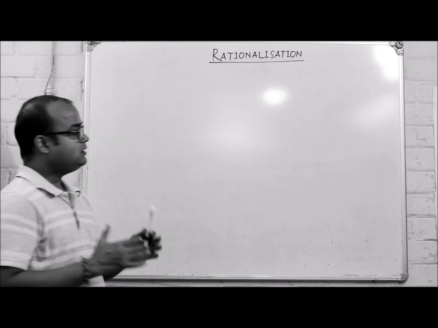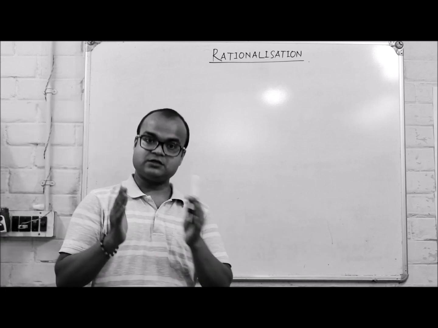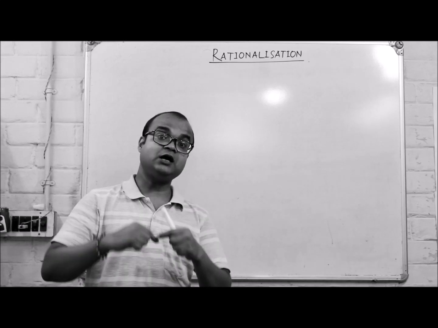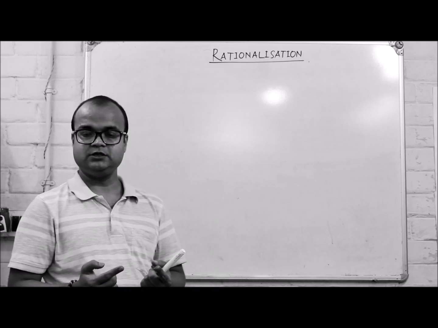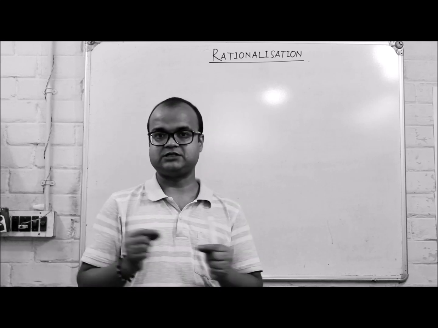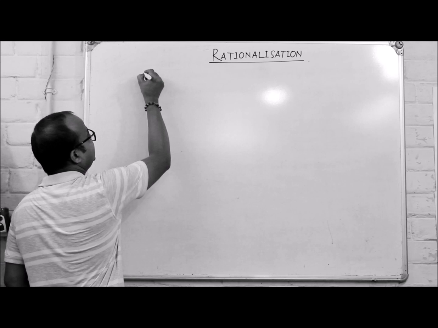Rationalization means multiplying a surd quantity, that is a square root quantity, by another square root quantity to get a rational number is called rationalization. So we are writing the definition.